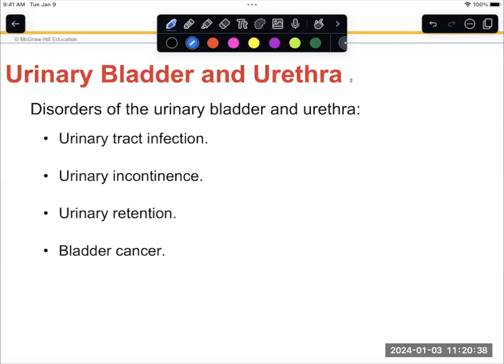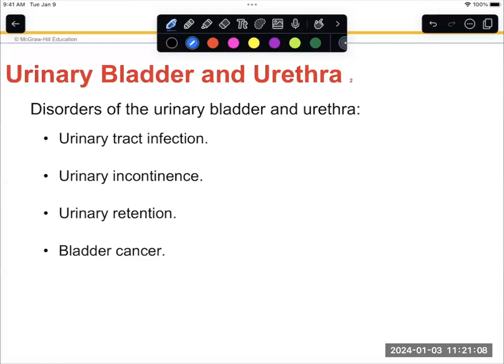Urinary incontinence is where someone loses control of the bladder. They're not able to hold their urine in. It happens in women as they get older, unfortunately. After having children is another cause of urinary incontinence, where coughing, sneezing, or laughing can cause release of urine. That's stress incontinence.